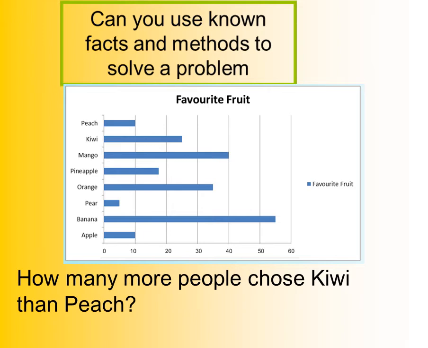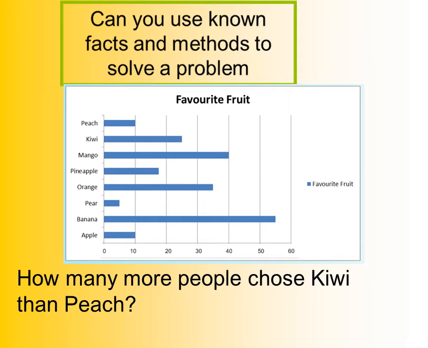So let's look at kiwis first. It's the second one down on your bar chart. And let's look closely at that bar. Where does it go up to on our scale? It's more than 10, it's more than 20, but it's not quite 30.